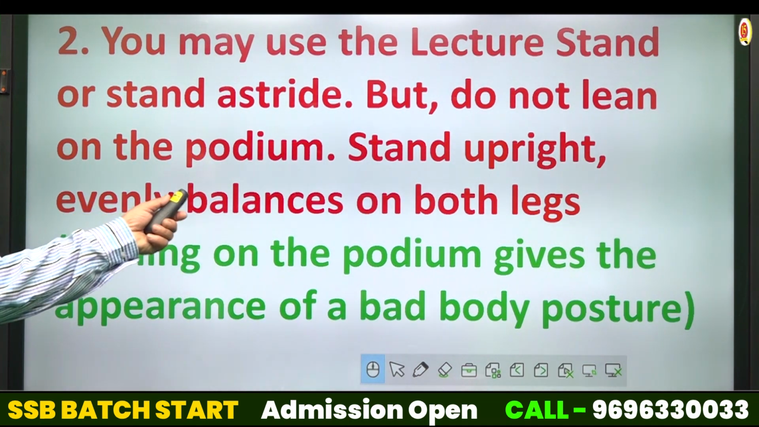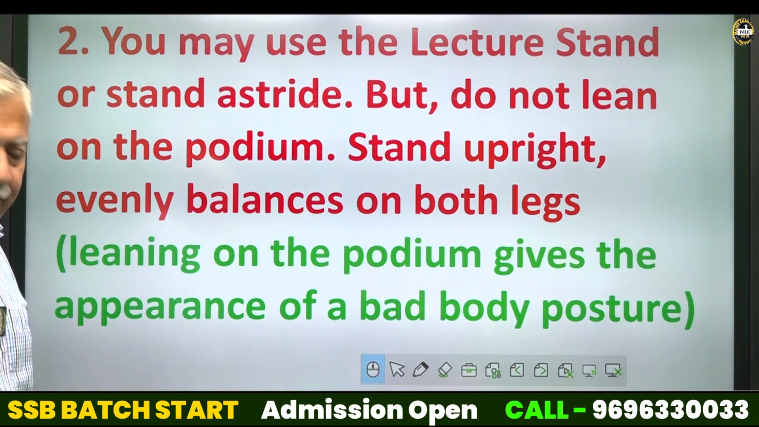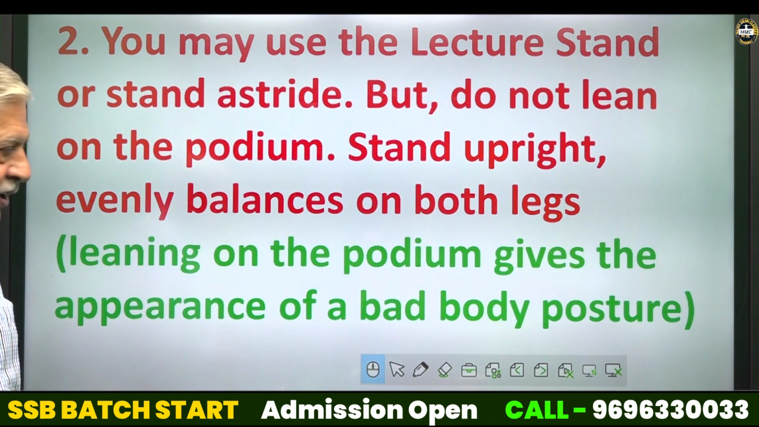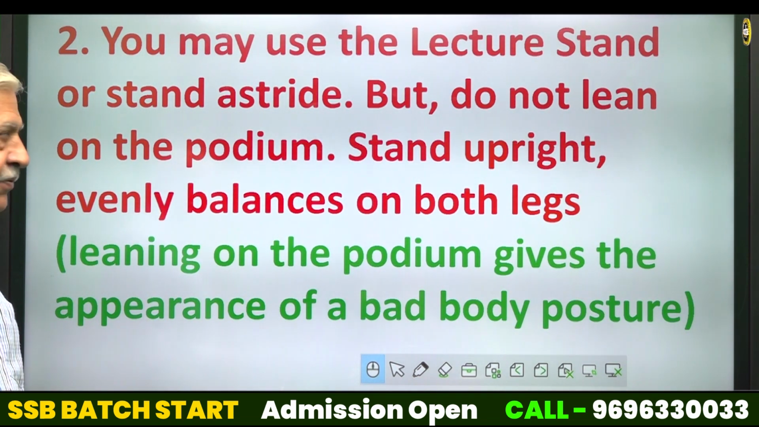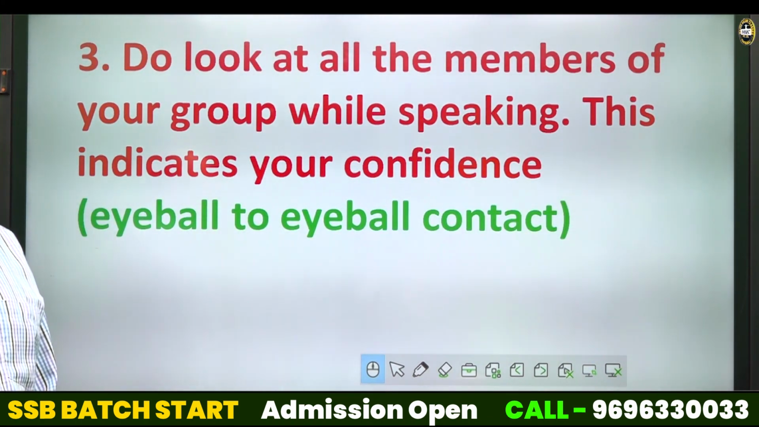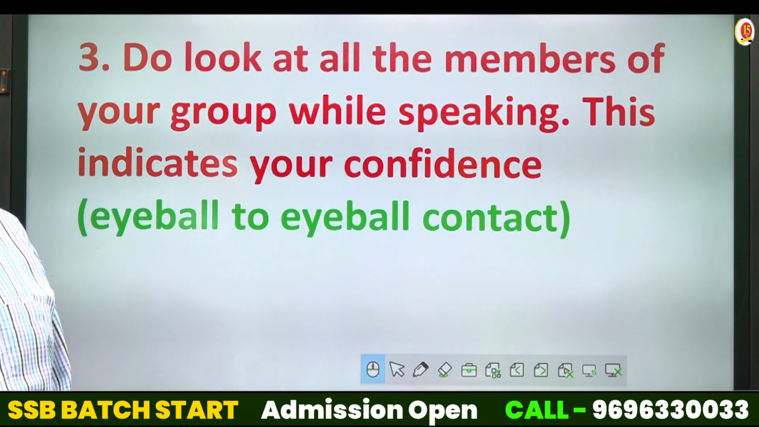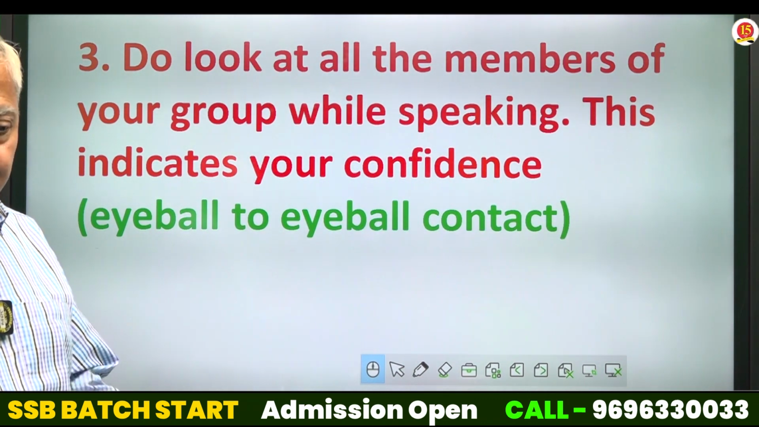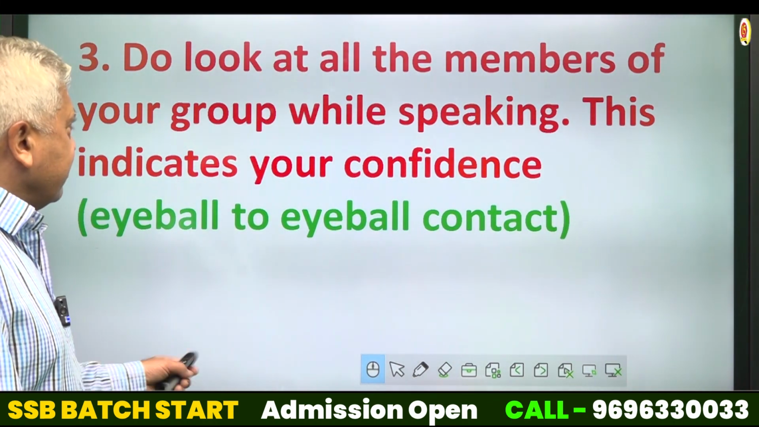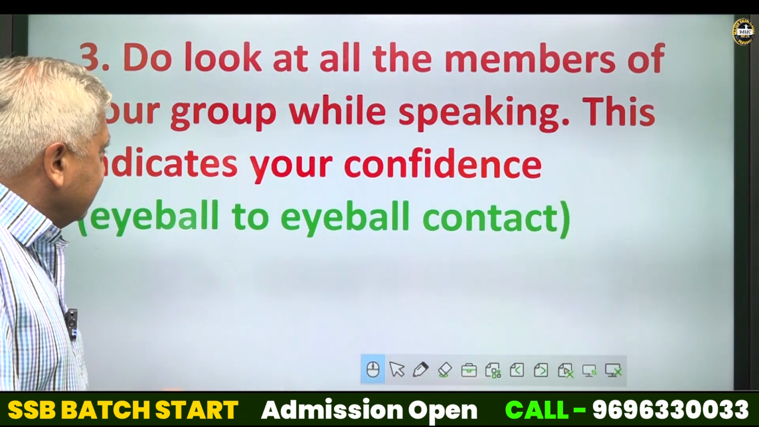You must balance your entire body weight on both legs. Leaning on that podium will indicate a lack of surety and confidence. It is an indication of nervousness. So, don't do that. Okay, now, while speaking, do not look at the GTO. He is not part of your group. Look at your audience. The audience is a member of your group. So, this is a point you have to bear in mind. Look at them eyeball to eyeball.